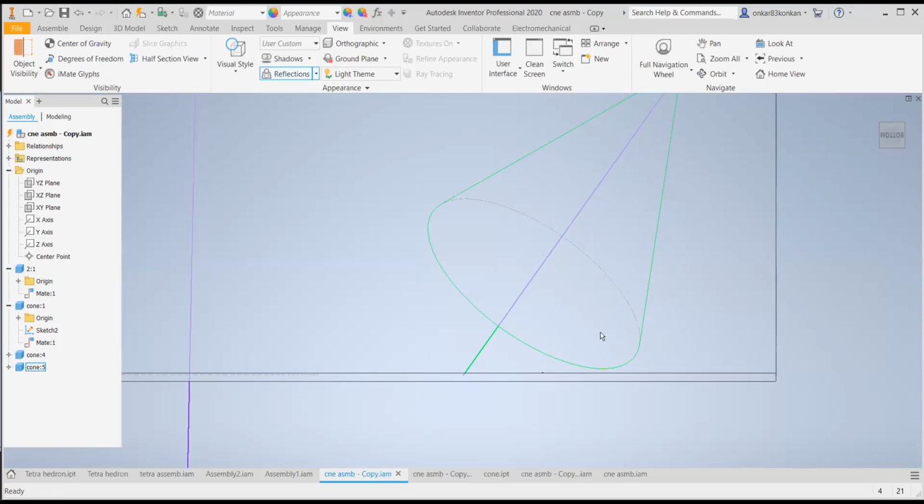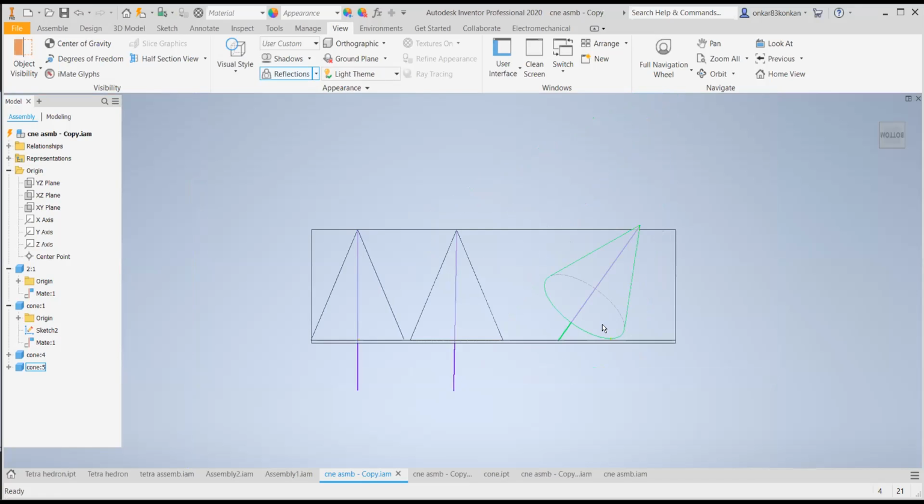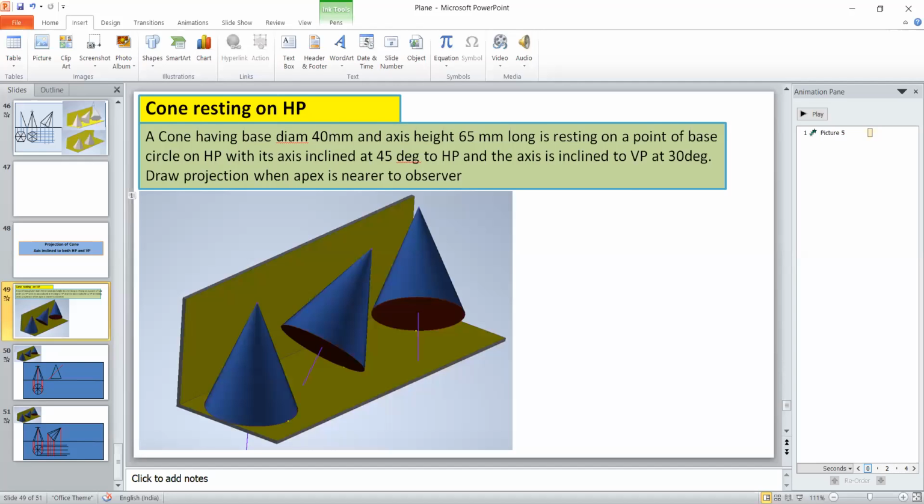So this is the change when the apex is nearer to the observer and when the apex is away from the observer. So try to complete this problem on the drawing paper.